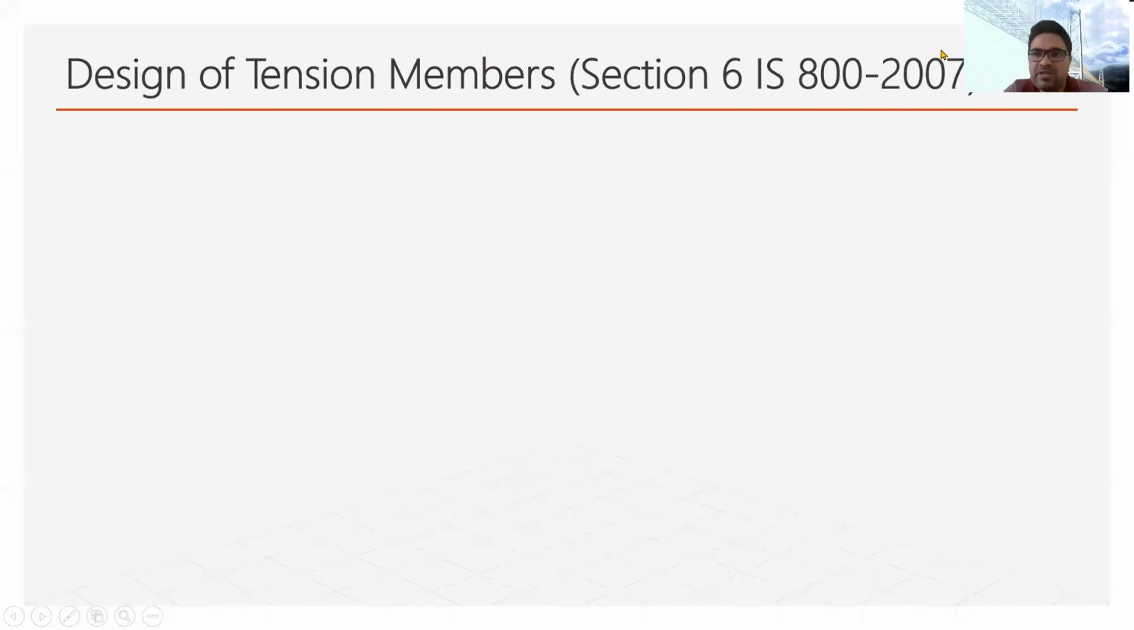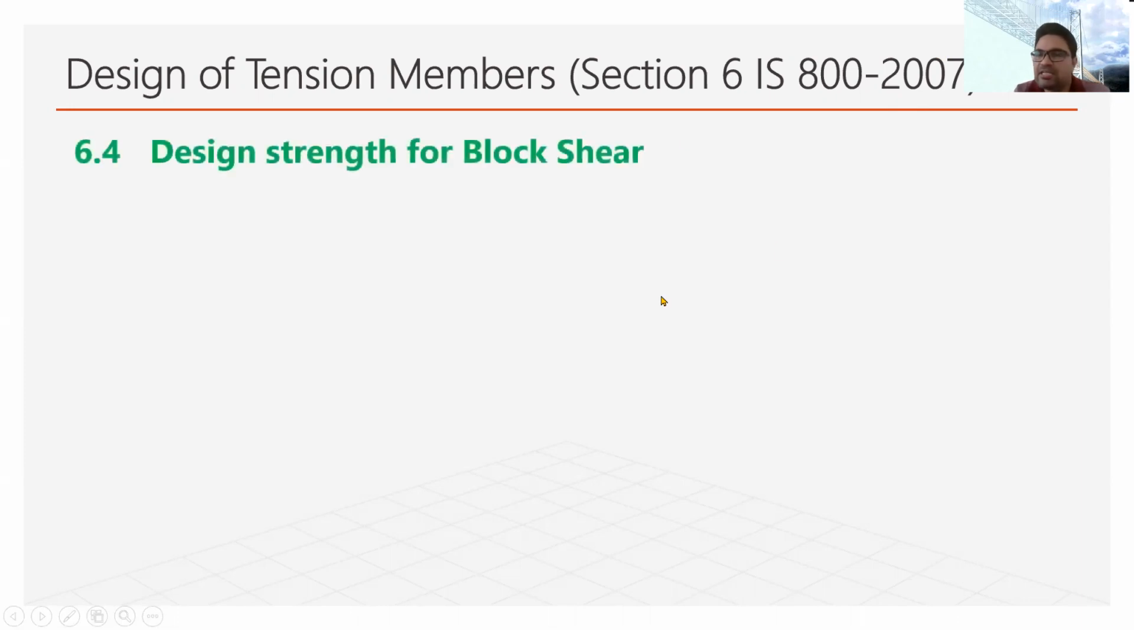Hello, welcome back. So in the previous part, we have seen how we find out the strength of a tension member in case of yielding, in case of rupture for different sections, say in case of plates, in case of single angle sections, in case of threaded rods. Now in this part, we will understand the design strength for block shear.